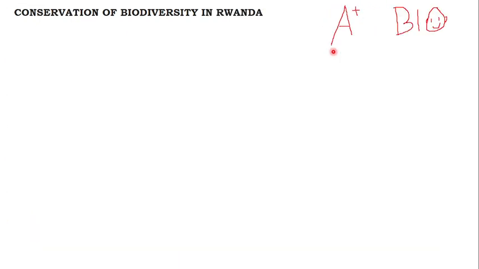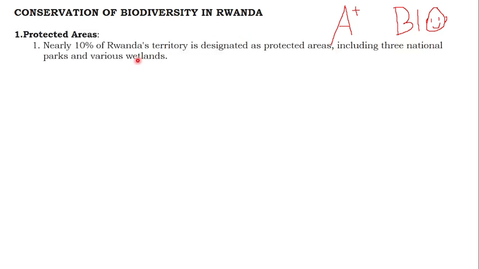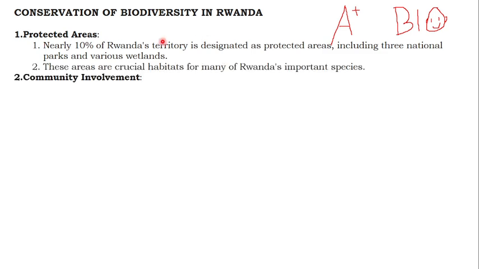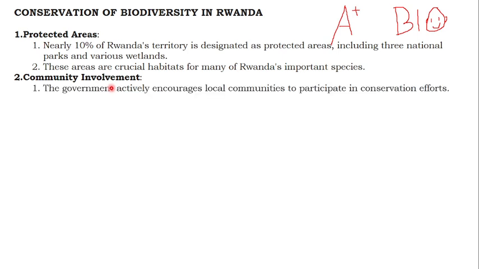Conservation of biodiversity in Rwanda. There are protected areas: nearly 10% of Rwanda's territory is designated as protected areas, including 3 national parks and various wetlands. Ways to conserve biodiversity in Rwanda include protecting national parks and putting rules in place to hinder hunters and those who over-exploit the resources. Community involvement means people should be aware of protecting biodiversity. The government actively encourages local communities to participate in conservation efforts.